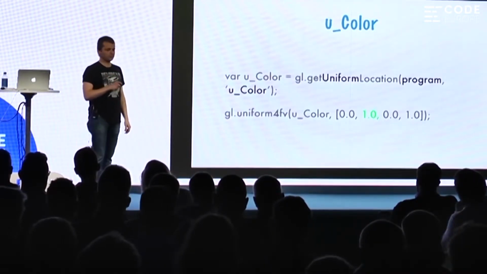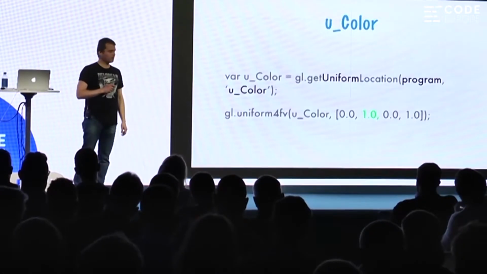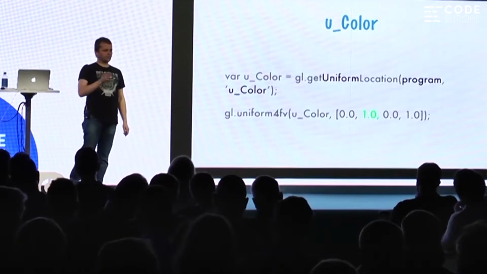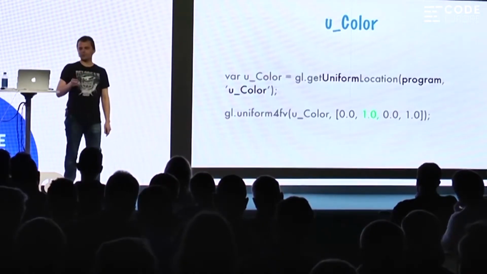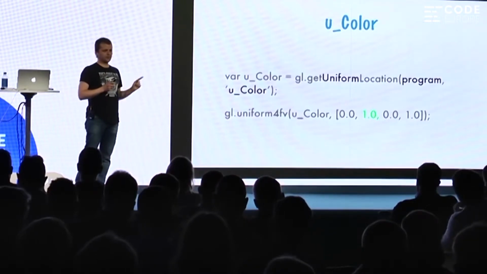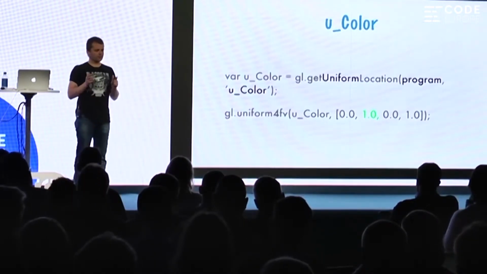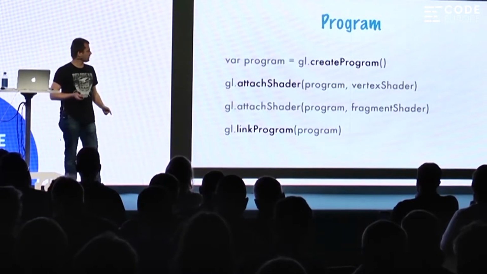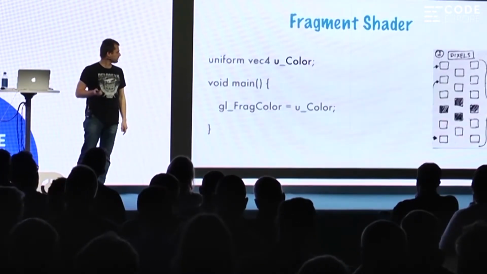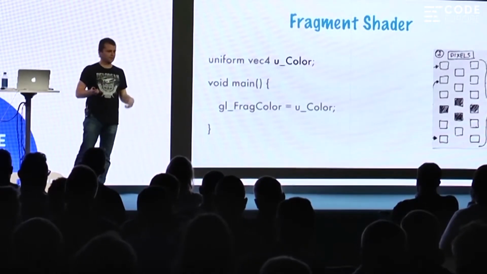So let's start with a simple one. Let's pass color to the fragment shader. The thing we need to do is get the uniform location from our program. And the way to do that, we have to pass as a string uColor, the same variable name as we had in the program. Over here. So that's the same name.